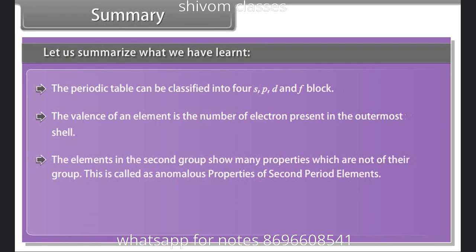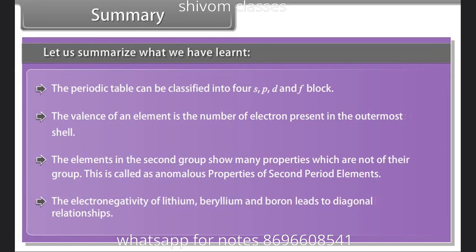The elements in the second period show many properties which are not shown by their group members. This is called anomalous properties of second period elements. The electronegativity of lithium, beryllium and boron leads to diagonal relationships.